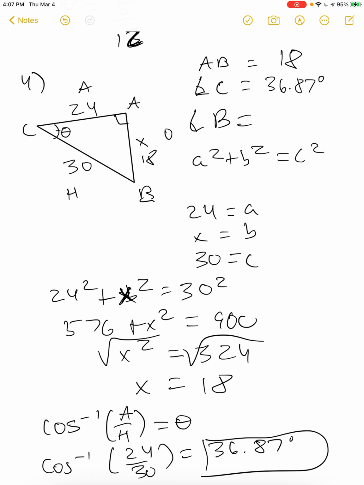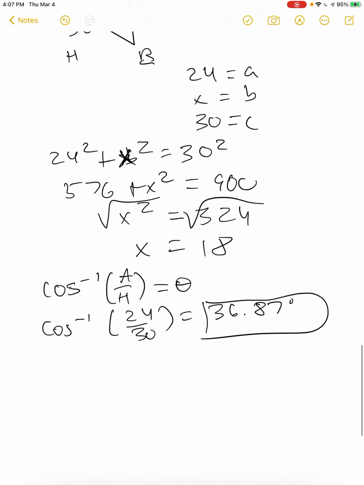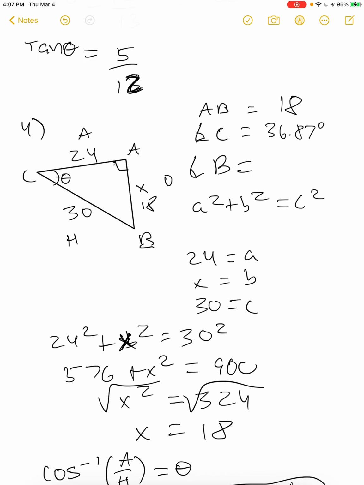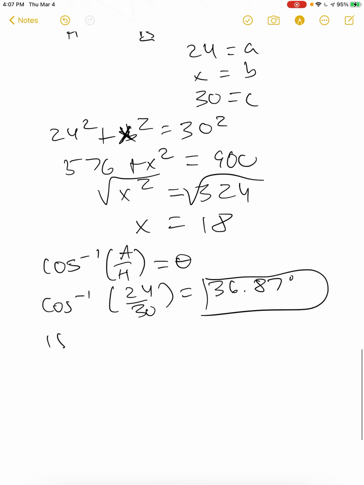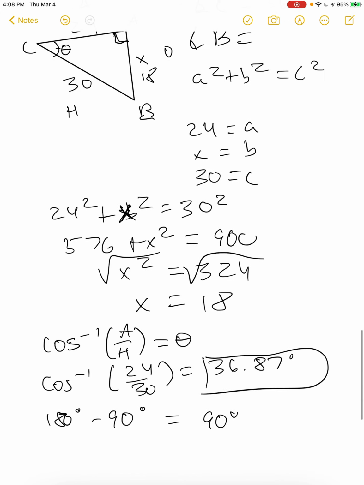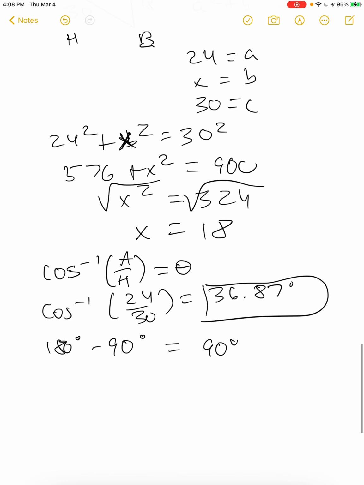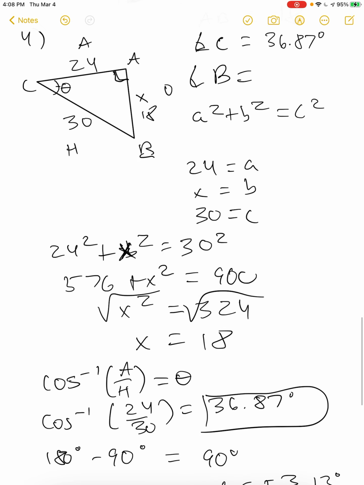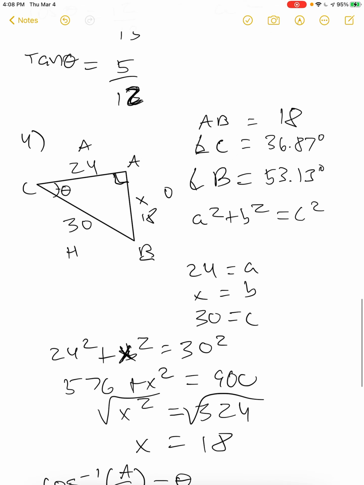Now we don't have to do trig again just because we have two angles of the triangle now. And a triangle has to be 180 degrees, and we know we're working with a right triangle, so one angle has to be 90. So you can do 180 degrees minus 90 degrees. That's going to give you 90 degrees again. But now you can subtract our angle measure C so we can find our angle measure B. So 90 degrees minus 36.87 degrees is going to give you 53.13 degrees. And that is how you solve for a triangle completely.